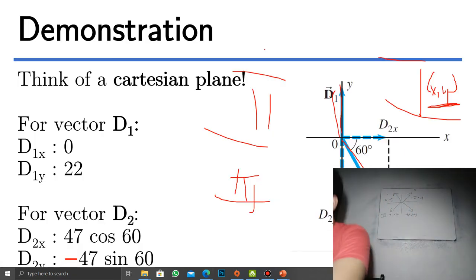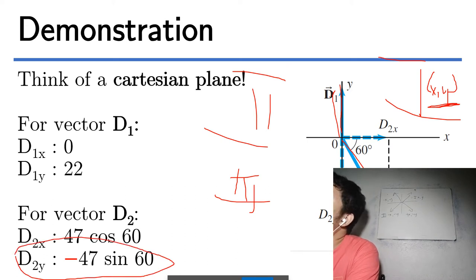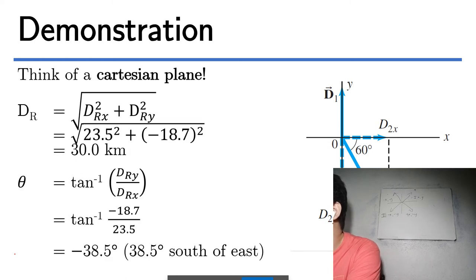Okay, what's next? Yun, so for the second vector, kaya dito may negative, no? Kasi sine 60. Tapos, nasa quadrant 4 siya. Ang y-component is negative. Okay? Tapos, we add the individual components. Displacement rx, resultant sa x is 23.5, and resultant sa y is negative 18.7. Tapos, let's get the magnitude, 30.0 km, no? If we get the square root.